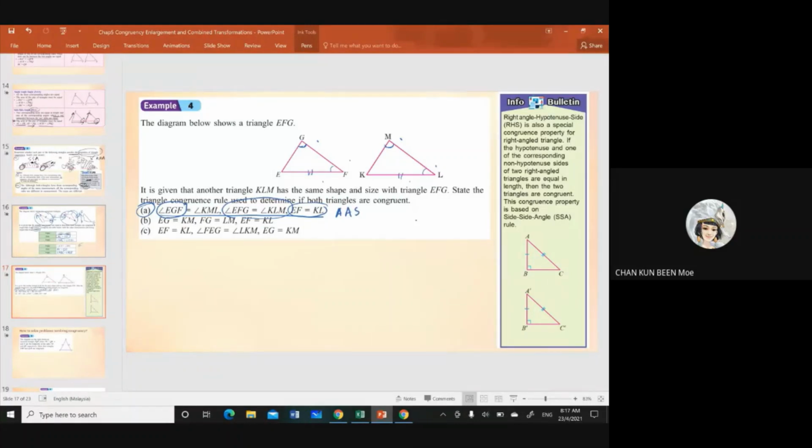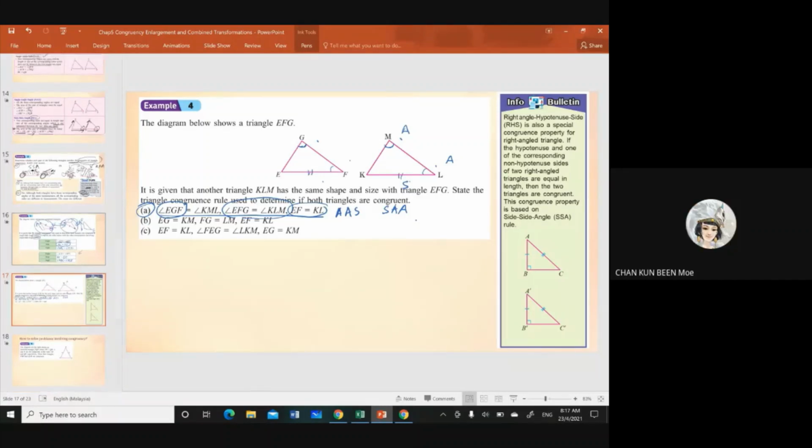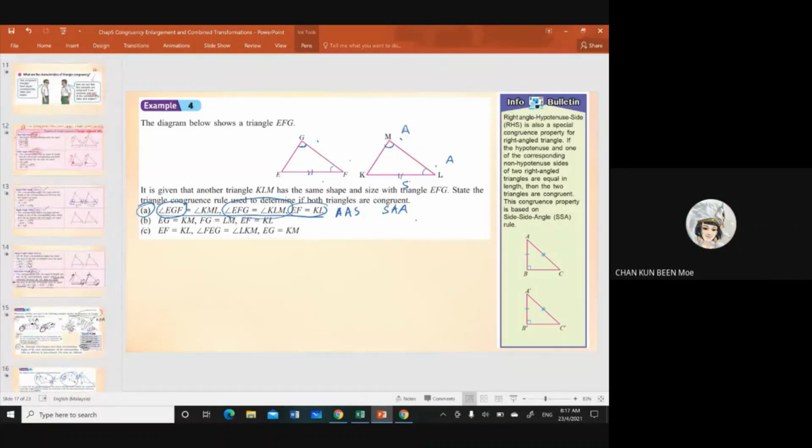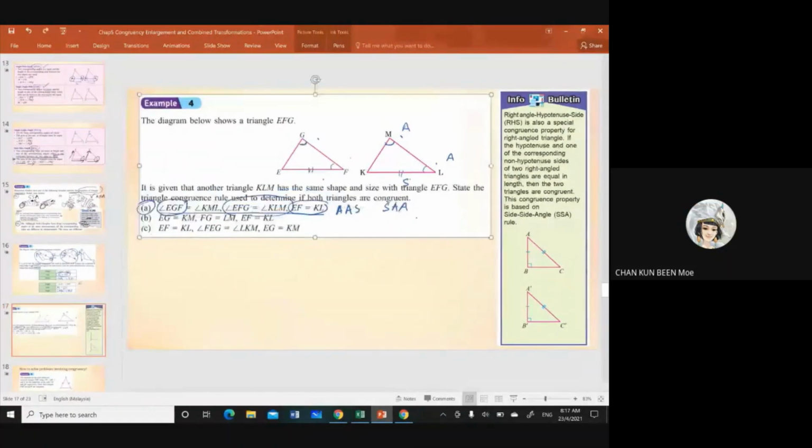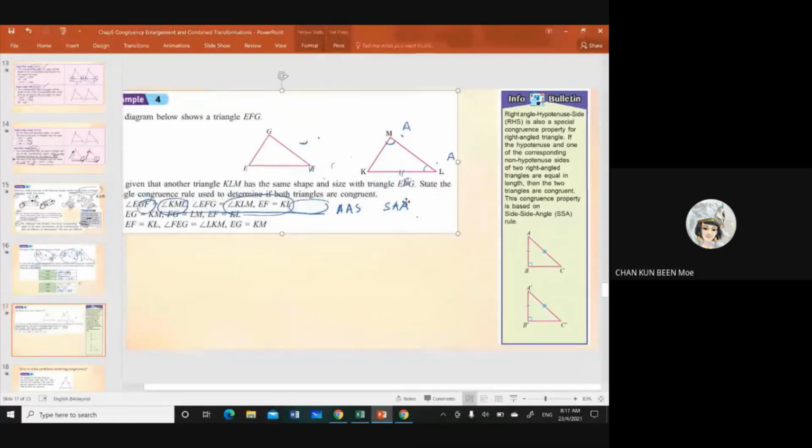Now, I have a question for you. Can we say it is side, angle, angle? Can or not? No. Why no? Because it is not in the order of the triangle congruence rule. Let's see. Do we have SSA?